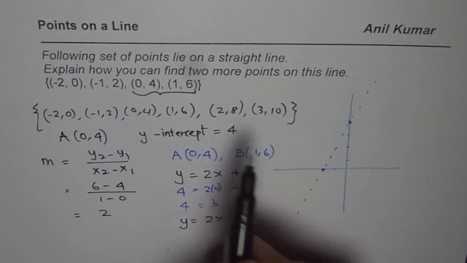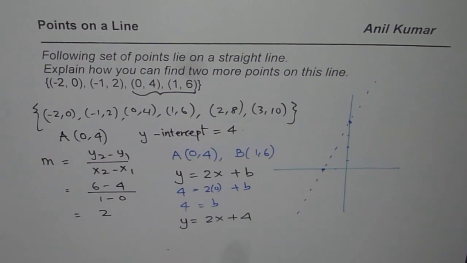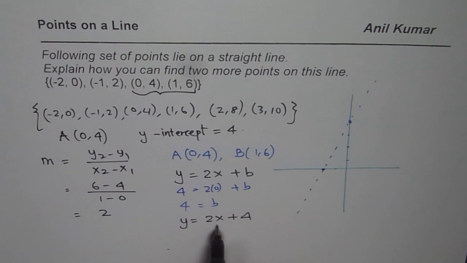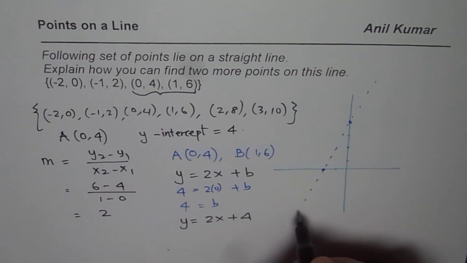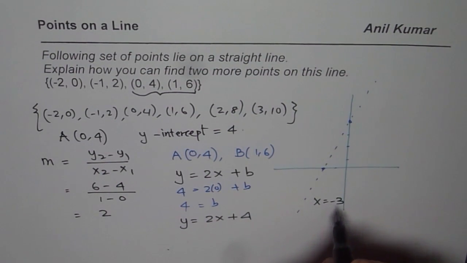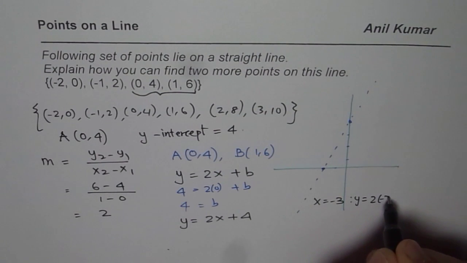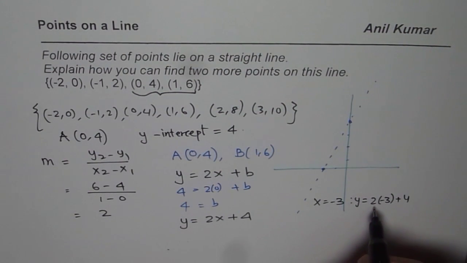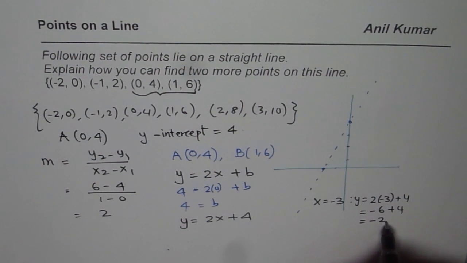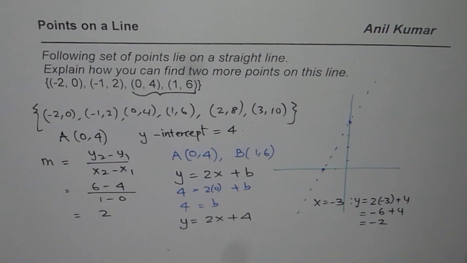Now the idea is to get 2 more points, right? So to get 2 more points, we need to find for different values of x, what are the y values. So let us take a point where x is equal to minus 3. So if x is minus 3, y should be how much? y should be equal to 2 times minus 3 plus 4. 2 times minus 3 is minus 6. Minus 6 plus 4 will give us minus 2. So we get minus 2 at minus 3.